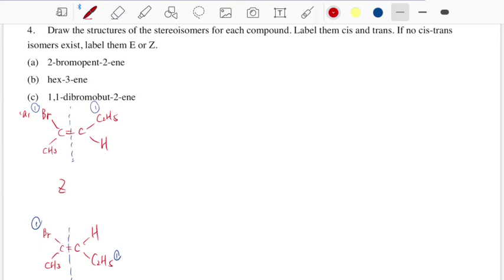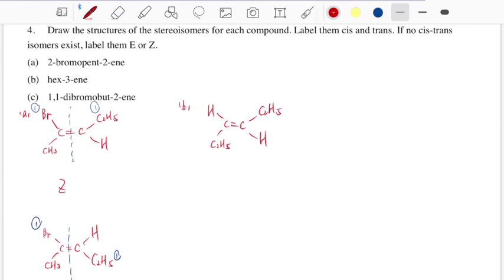Opposite side. And then for part B, we have hex-3-ene. For hex-3-ene, we have 6 carbons in the longest carbon chain, and because it's 3-ene, the double bond should be between the third carbon and the fourth carbon. So we draw the carbon double bond, and it should have an ethyl group attached to both sides. Double check: 1, 2, 3, 4, 5, 6 carbons, and then we fill in the rest with hydrogen.